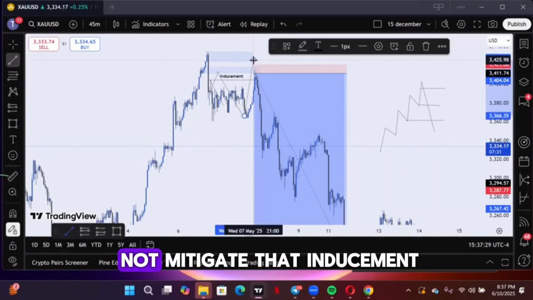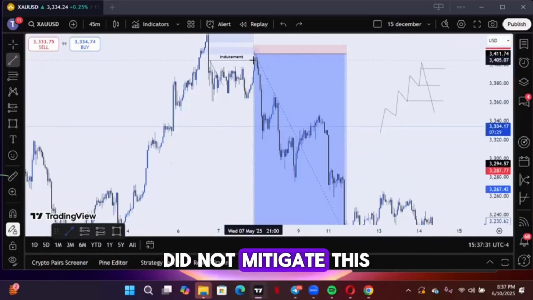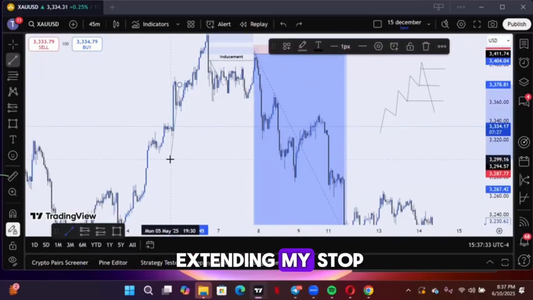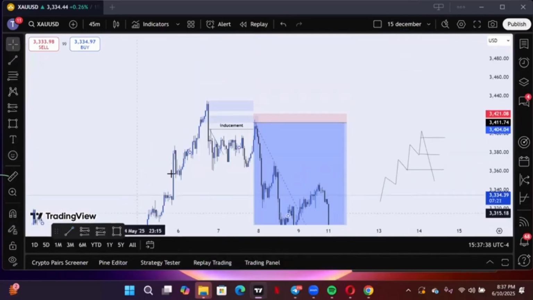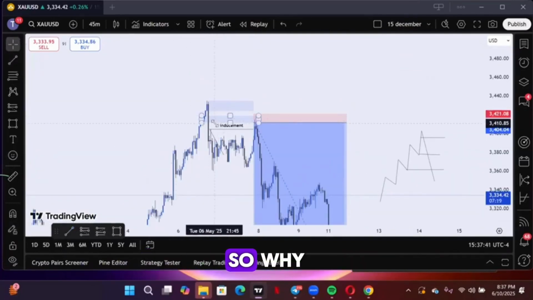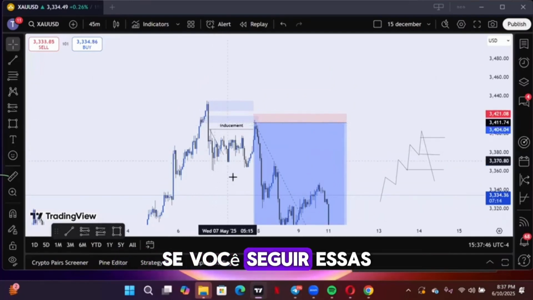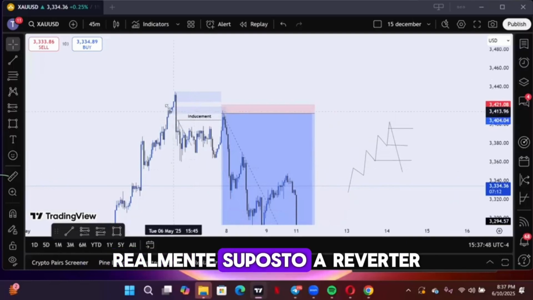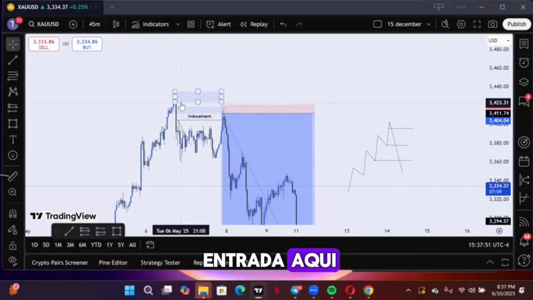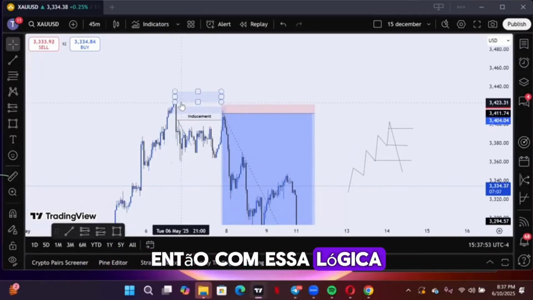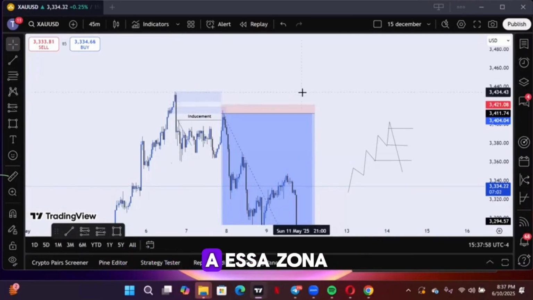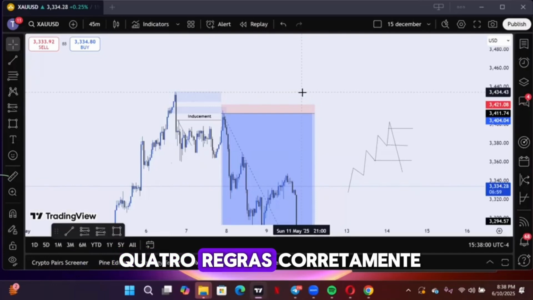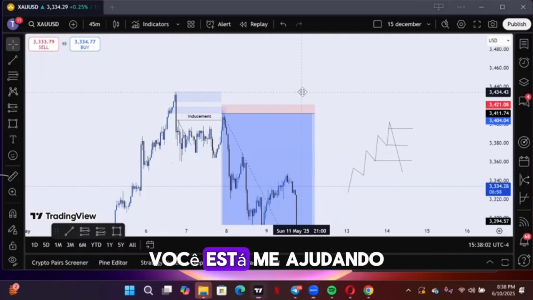Now, since market did not mitigate that inducement, did not mitigate this breaker block, there was no point extending my stop loss all the way above here, because if that zone was to be my entry, market would not still come and tap me in for the entry. So why would market now come and tap me in for it being my stop loss? Do you understand the logic? If you follow these rules correctly, you will know that, okay, since the market is actually supposed to reverse from here, if I had kept my entry here, this would have been a missed entry. So with that logic, if I keep my stop loss here, it will also miss my stop loss, because market is not supposed to get to that zone if I follow the 4 rules correctly for picking a proper point of interest. You guys following me up?